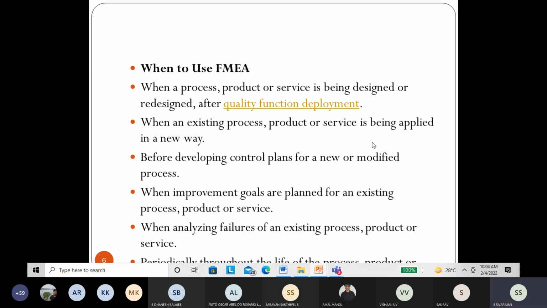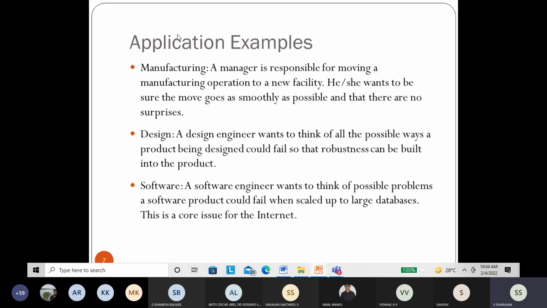This is when to use it, you can skip. So application example, this can be used in manufacturing, design, software. So everywhere we can use it. I think many examples are available.